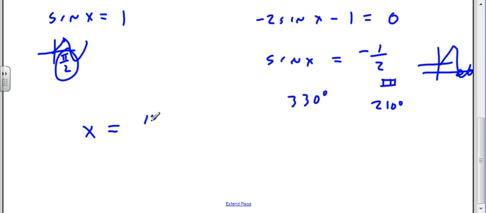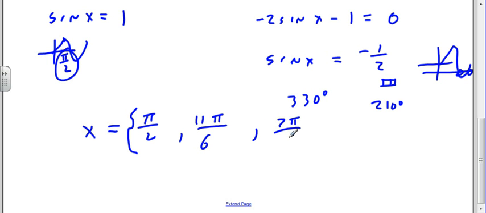All right, so we got pi over 2 is our first guy. Our next guy is something over 6, 11 pi over 6. Now this is where if you memorize the unit circle I gave you last time, life is so much better. And this is going to be 7 pi over 6. Okay, so those are my answers.